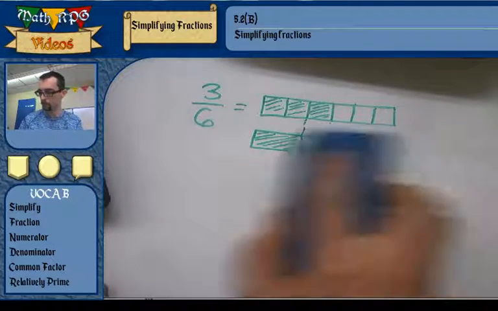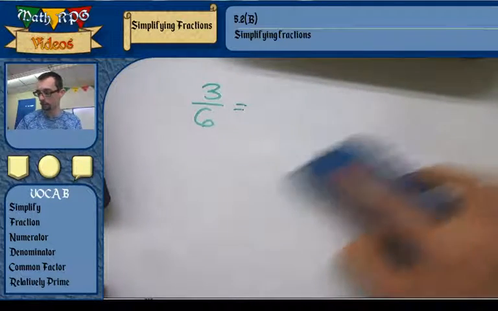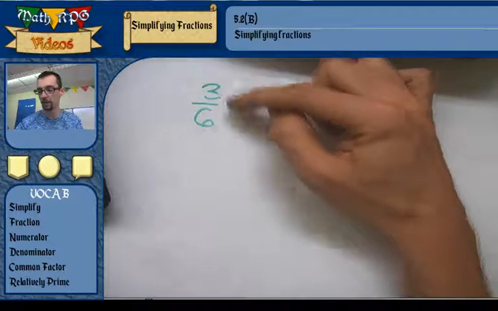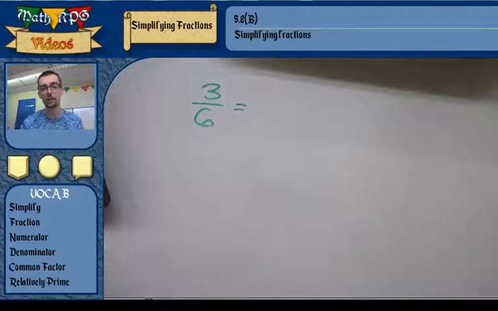So here's how we can tell, right? We can simplify fractions by finding a common factor within the numerator and the denominator. And in fact, in this case, we're looking for the greatest common factor. That'll make it simpler, make it faster. You can find the greatest one. So what do I mean by greatest common factor?